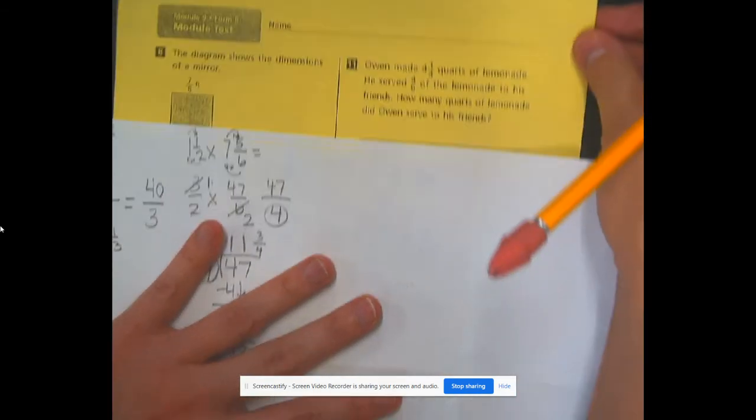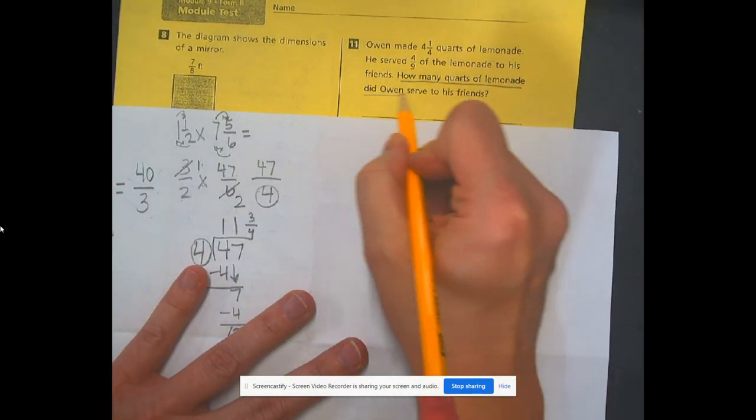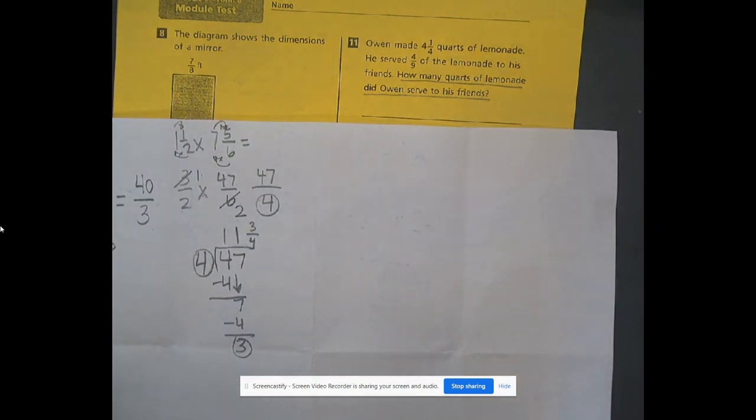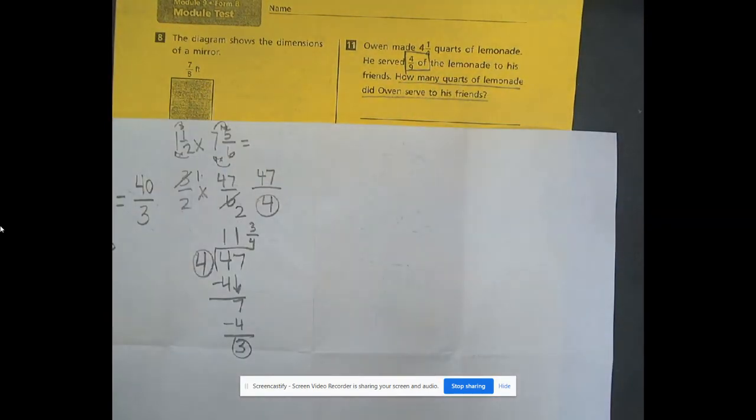Good. Okay, Owen made 4 1/4 quarts of lemonade. He served 4/9 of the lemonade to his friends. How many quarts of lemonade did Owen serve to his friends? What in there tells us what we're going to do? There it is. 4/9 of. The of tells us to do what?